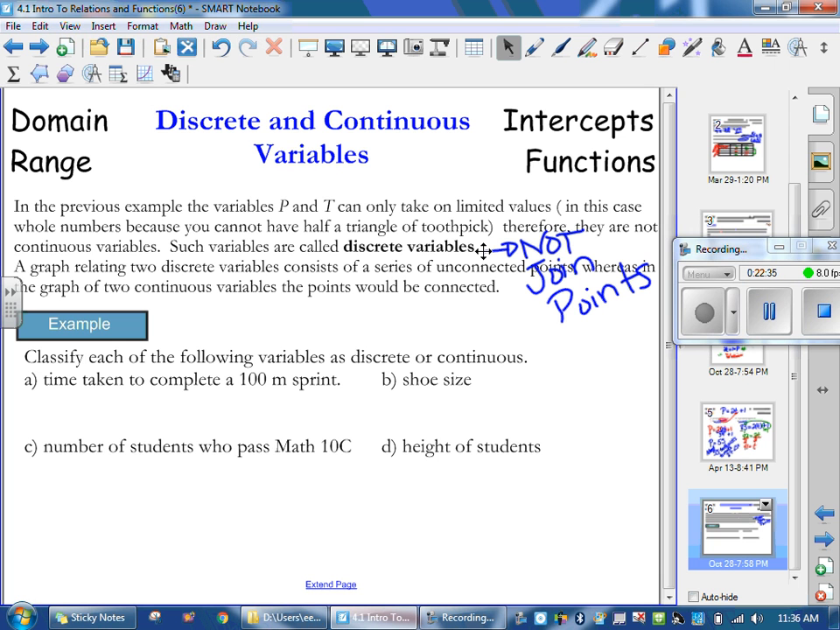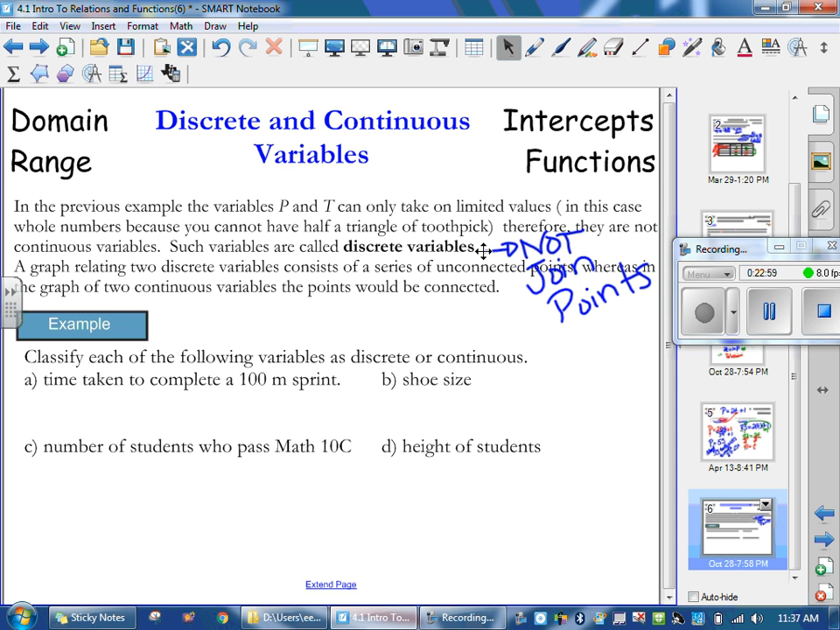So ones like your age. Do we age every day? Absolutely. Do we age every hour? Absolutely. Do we age every minute? Do we age every second? You bet. So because there's data values in between every hour, every day, that means it is a continuous variable. Same with growing and height. Okay, it's a continuous variable.